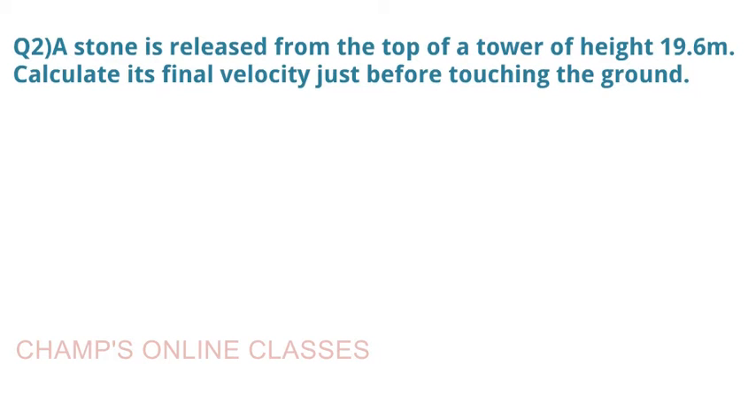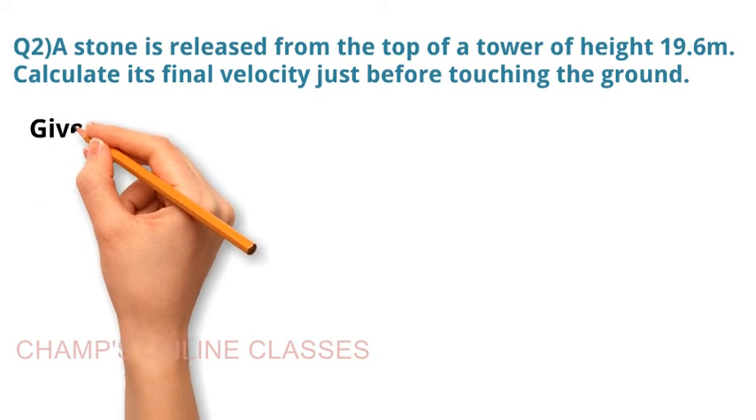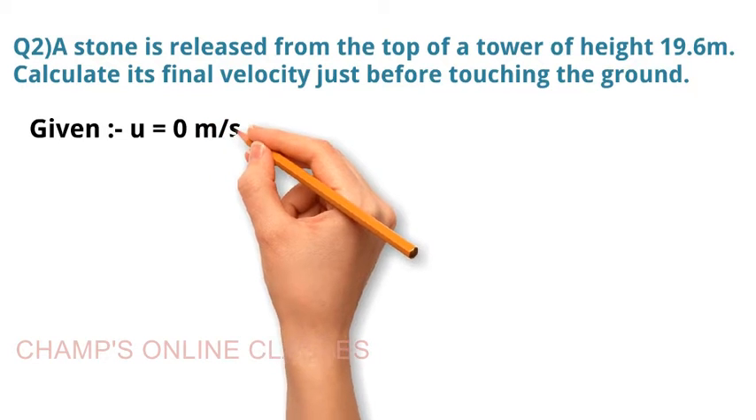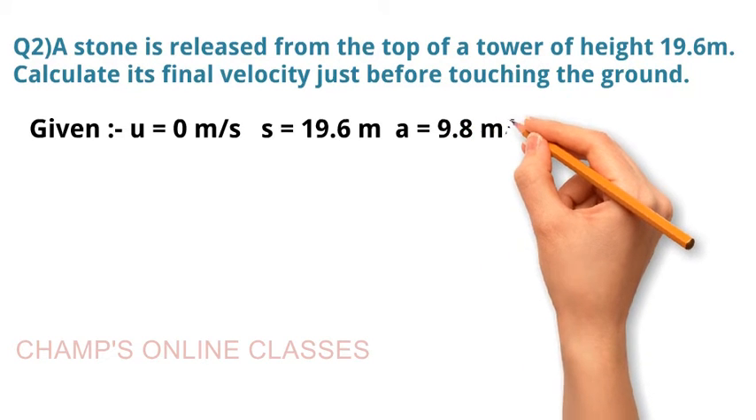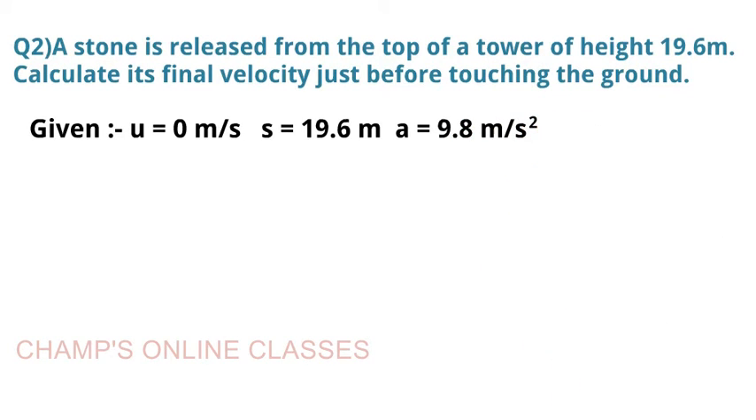Our second question is, a stone is released from the top of a tower of height 19.6 meters. Calculate its final velocity just before touching the ground. Here, you should know that when we drop an object from a certain height, we don't give it an initial velocity. But because of the acceleration due to gravity, its velocity keeps on increasing as it falls. Therefore, here the initial velocity is 0 meters per second. Distance, that is the height of the tower, is 19.6 meters. Acceleration due to gravity is 9.8 meters per second square.